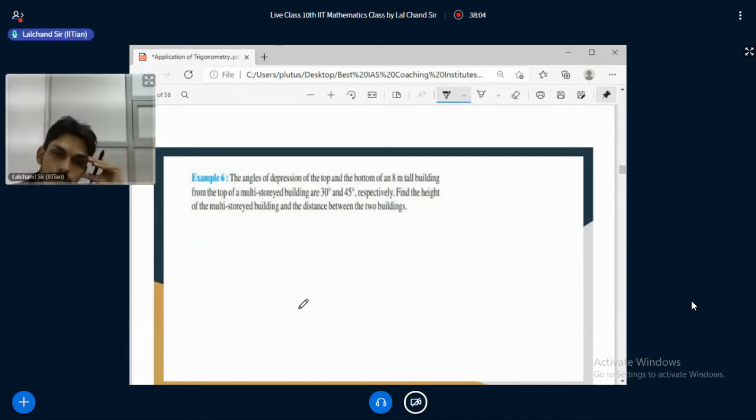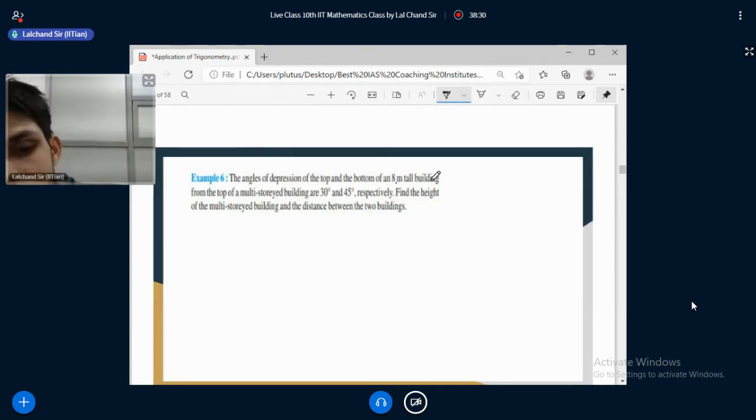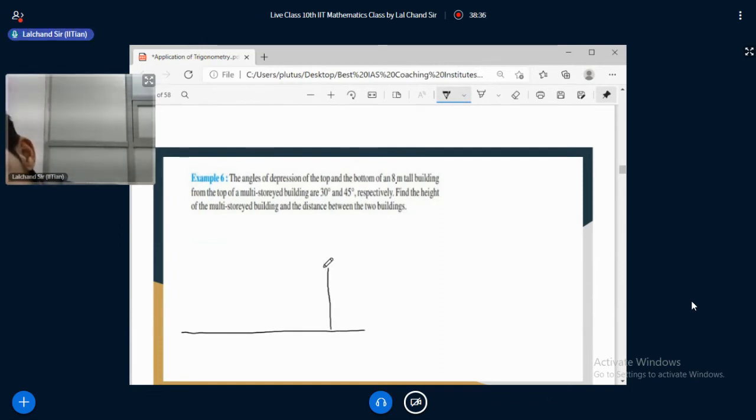Can you solve this sum? Okay, try. Okay, the angle of depression of the top and the bottom of an 8-meter tall building. So first make a building that is 8 meter tall. Let's suppose this is a building and the height of this building is 8 meters. Okay, from the top of a multi-story building. So here we have a multi-story building.